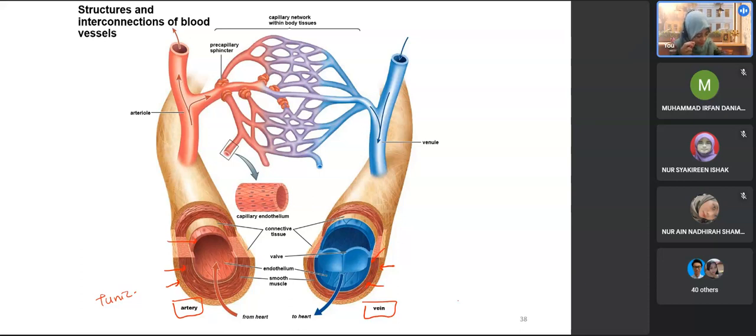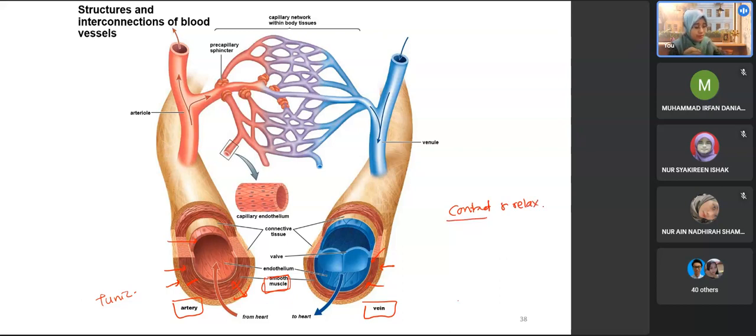So the middle layer here consists of smooth muscle for both artery and vein. For both artery and vein, it has common layers yang lapisan luar dan lapisan tengah. Lapisan luar adalah tunica adventitia, lapisan tengah adalah tunica media. The tunica media is made up of smooth muscle. So this allows the blood vessels to be able to contract and also relax.